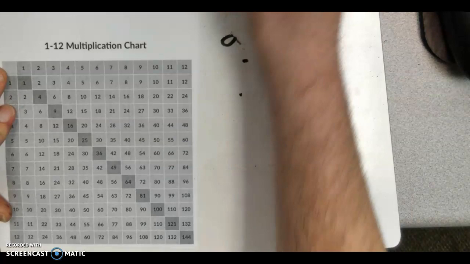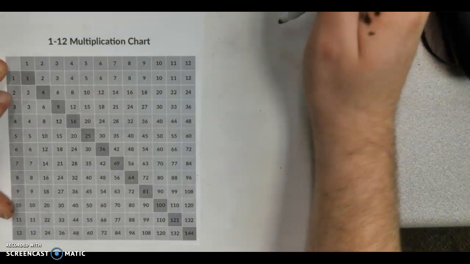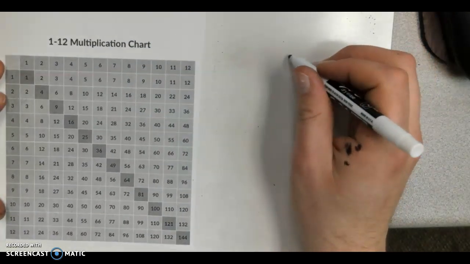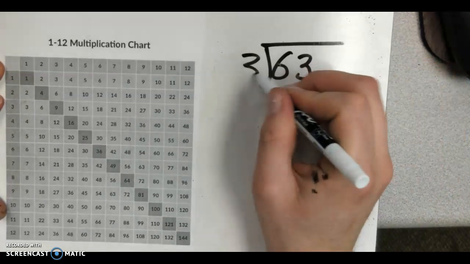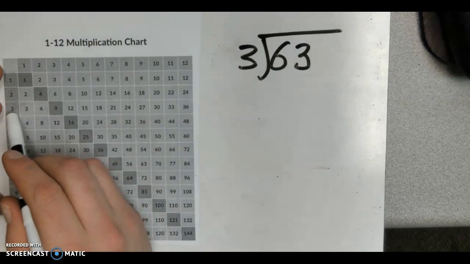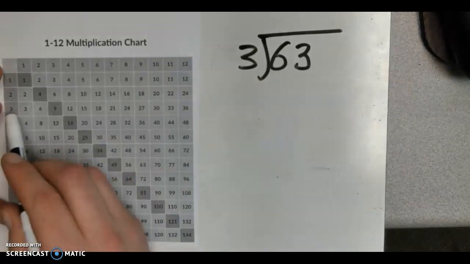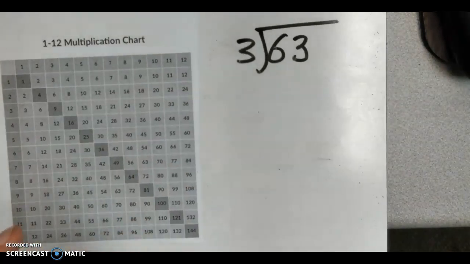Here's one I want you to try on your own. Okay? Let's do 63 divided by 3. So remember, you're going to look and see how many times 3 can go into 6. And then how many times 3 go into 3. Go ahead and solve that now.